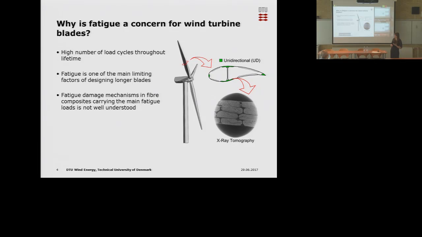First, why is fatigue a concern for wind turbine blades? Wind turbine blades experience a very high number of fatigue load cycles, so repeated loading, during their lifetime of 20 to 30 years. Because of this, fatigue is a major design concern when designing these blades. However, the fiber composites used to carry the main loads in the blades, the damage mechanisms in fatigue are not very well understood. That's the main motivation for looking into this problem.